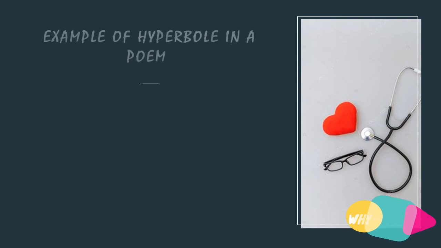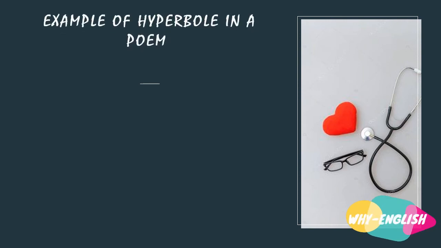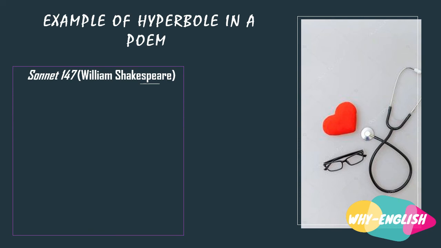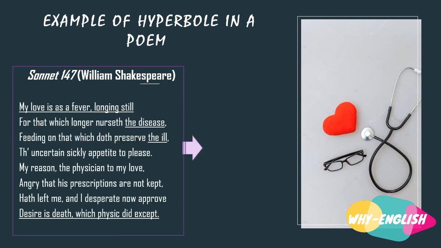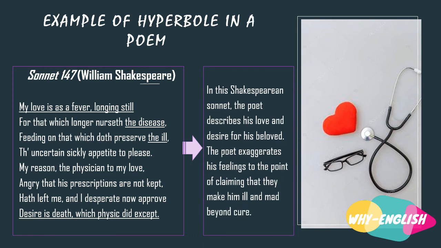And here is an example of hyperbole in a poem. Sonnet 147 by William Shakespeare. In this Shakespearean sonnet, the poet describes his love and desire for his beloved. Di soneta ini, pujangga atau Shakespeare ini menggambarkan rasa cinta dan gairahnya kepada orang yang dicintainya. And the poet exaggerates his feelings to the point of claiming that they make him ill and mad beyond cure. Jadi melebih-lebihkan perasaannya, hingga berkata bahwa rasa cinta itu membuatnya sakit dan gila, gitu ya.